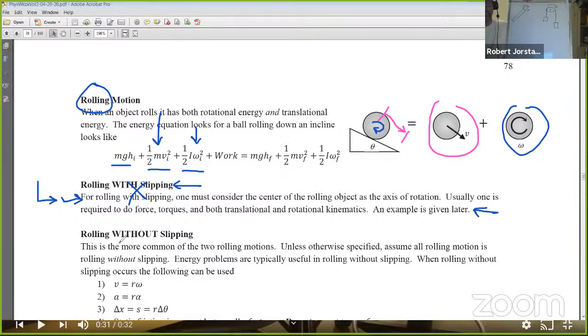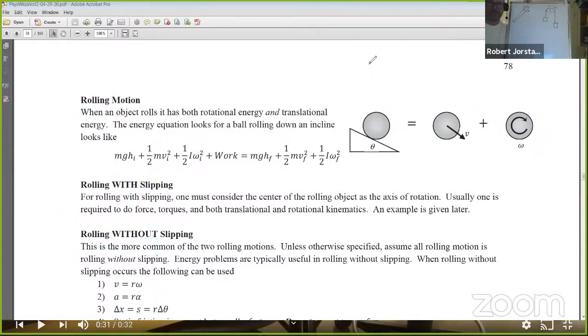However, if you have rolling without slipping, we know that the velocity is linked to r omega. Acceleration is linked to r alpha. The distance traveled horizontally is linked to the arc length of rotation, which is r times theta. Okay, so to be clear, we can use these equations only if rolling without slipping. We can use these equations in that scenario. That's what we're going to address in this class.